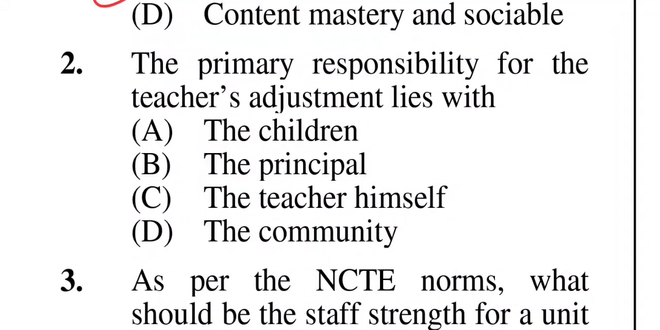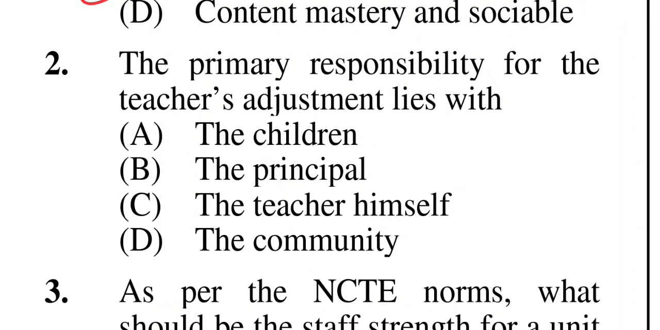Second question that we have got, it says the primary responsibility for the teacher's adjustment lies with what? The children, the principal, the teacher himself, the community. What do you think? Think inside your mind and then answer it. Okay. The correct answer will be the primary responsibility for the teacher's adjustment lies with B, the principal.